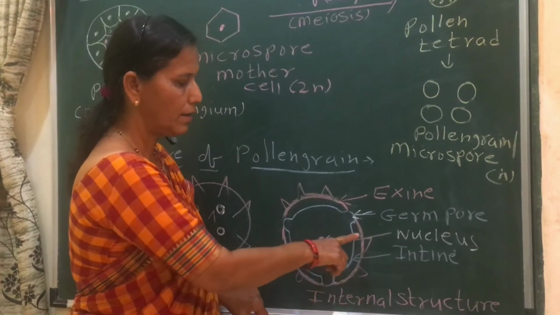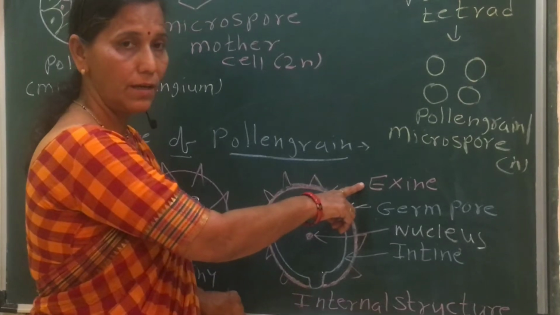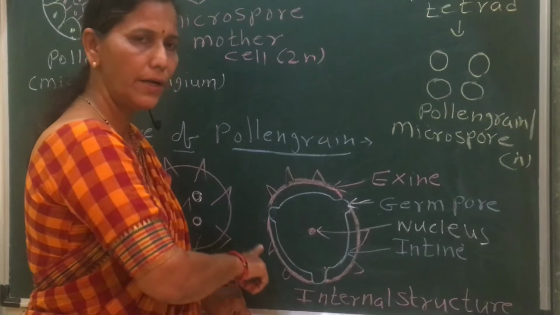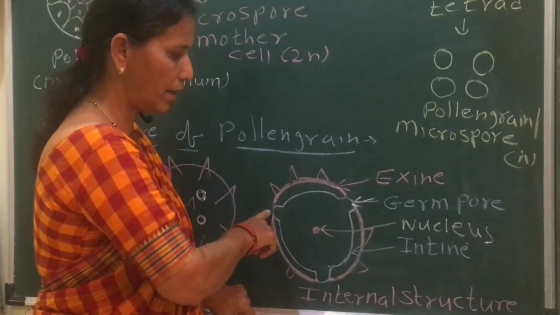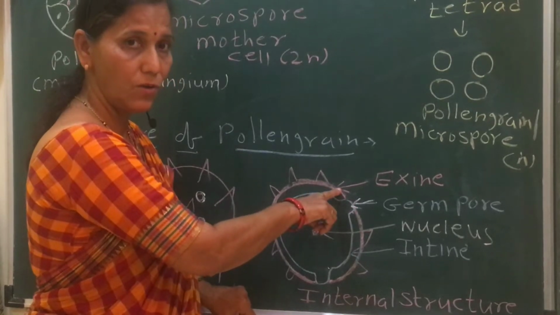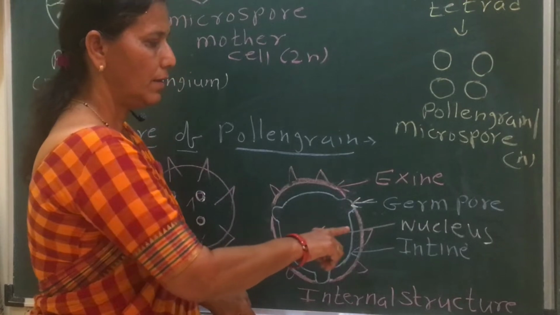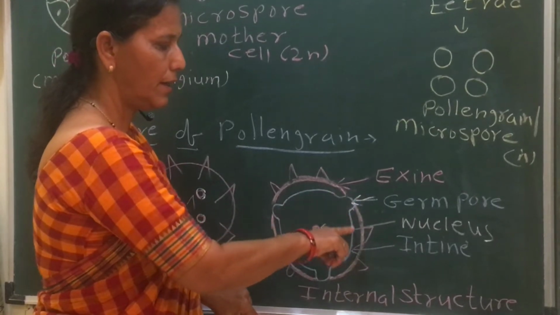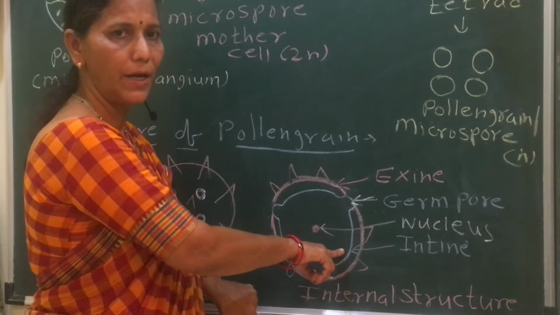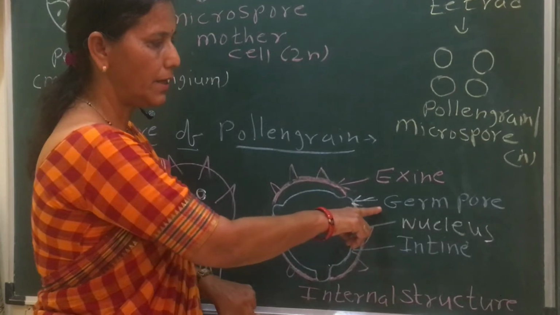See again, 2 layers are there. Outermost is exine, which is thick and made up of sporopollenin. It does not cover the grain completely, leaves certain gaps, and that area where exine is not deposited is called the germ pore. The second layer is intine, which is thin and made up of pectin and cellulose. The area where exine is absent is the germ pore.